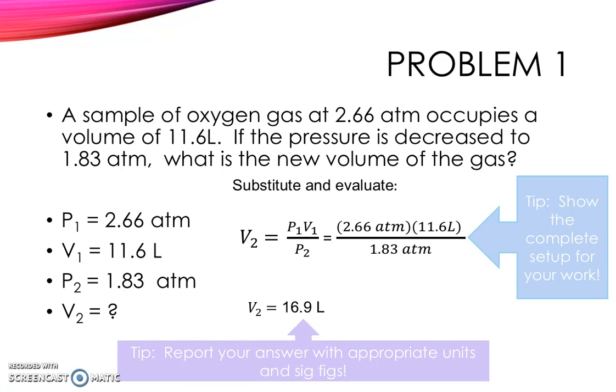I had 3 sig figs in all my given values, so it's appropriate for my answer to also have 3 sig figs because I was multiplying and dividing. And I've got appropriate units. I am solving for volume, so it makes sense that my answer is in liters. Great. Let's go on and do another problem.